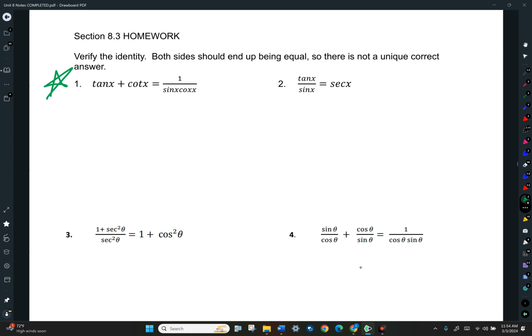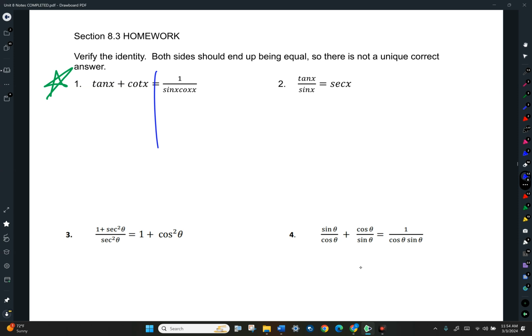If I want to verify the identity, remember what we said last time. First of all, you choose which side is uglier. Remember, there's kind of like this imaginary line right down here, left side and right side. Which side do you think is uglier? And in this case, it's hard to tell. I've got a fraction on the right side, that seems ugly, but yet on the left side I have tangent and cotangent, and I really like sine and cosine better.